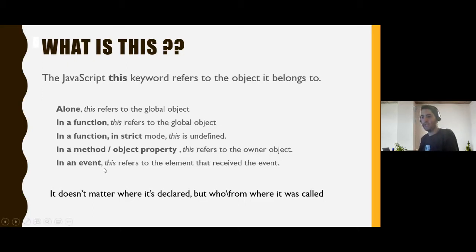And when we're using this in events, like when I do on click on a button, this is going to be the element that receives the event. It's going to be the button, for example. And an important thing that you need to remember about this is that it doesn't matter where it was declared, but who or from where it was called. And now we're going to see some examples of what I mean by saying that.